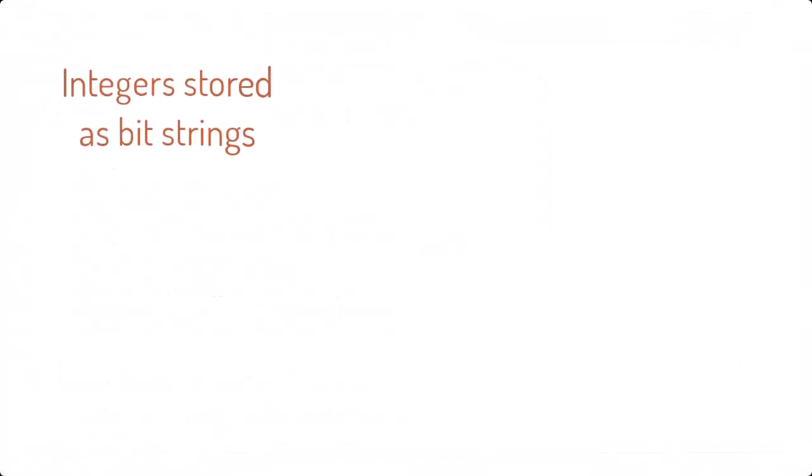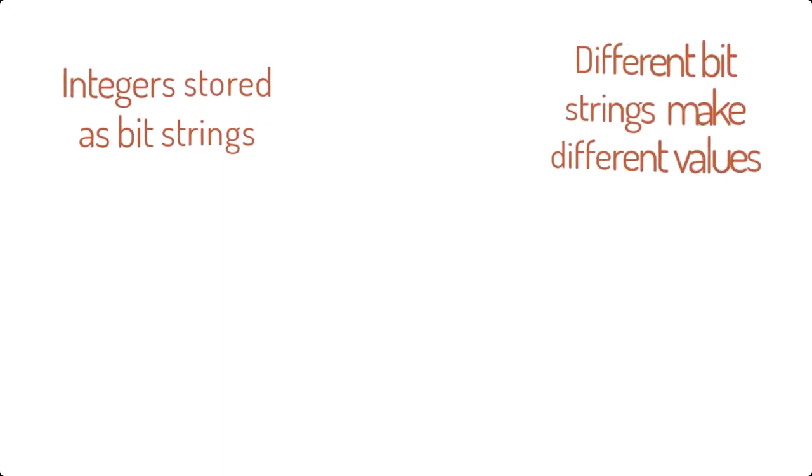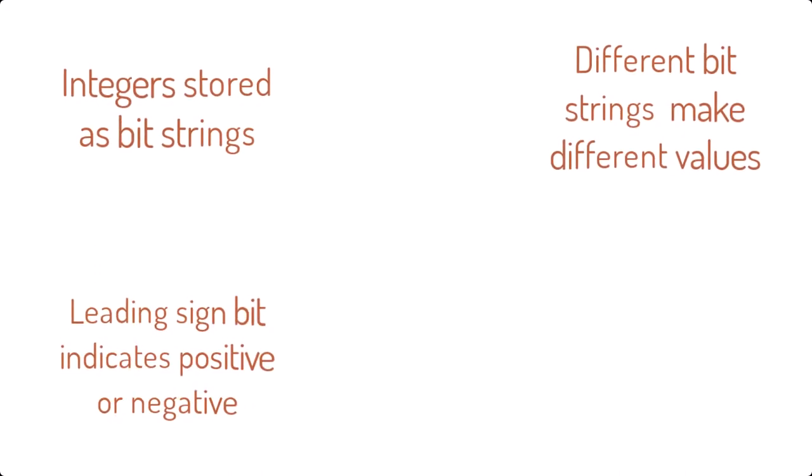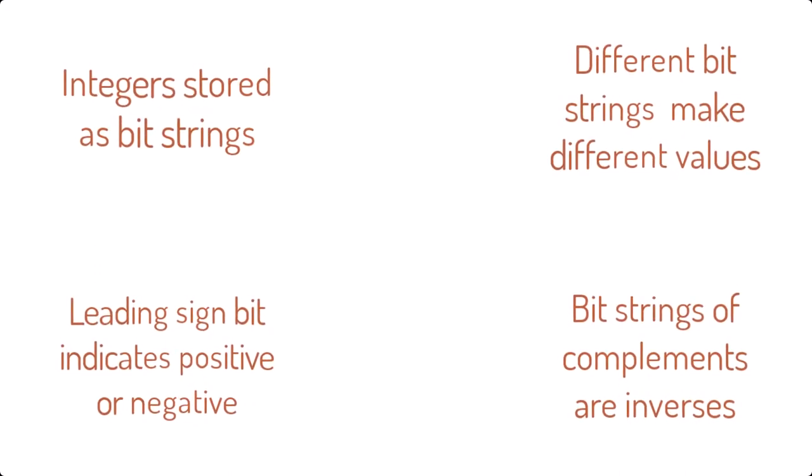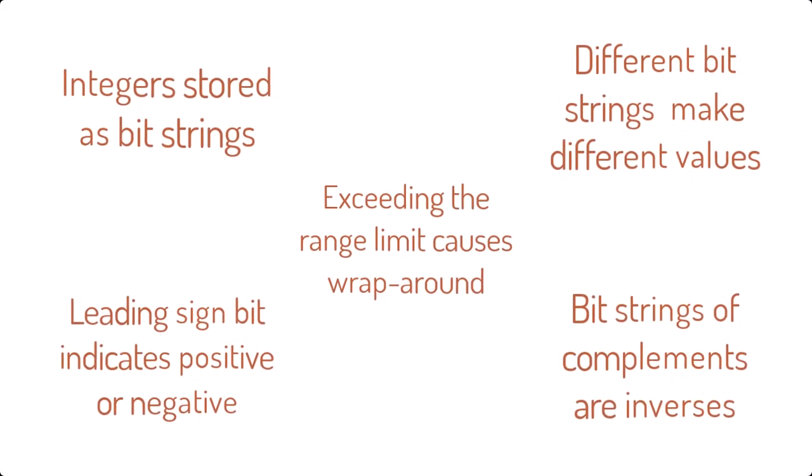So now you have seen how integer-type values are stored in strings of binary digits called bits, how different combinations store different values, how the leading bit is a sign bit, how complement values have inverse bit strings, and finally, how attempts to step out of bounds cause the wraparound issue to happen.